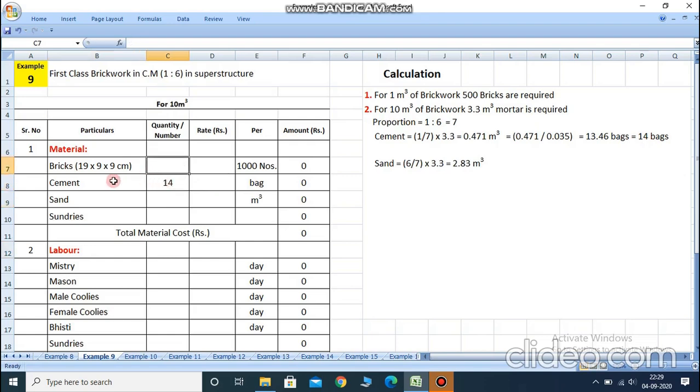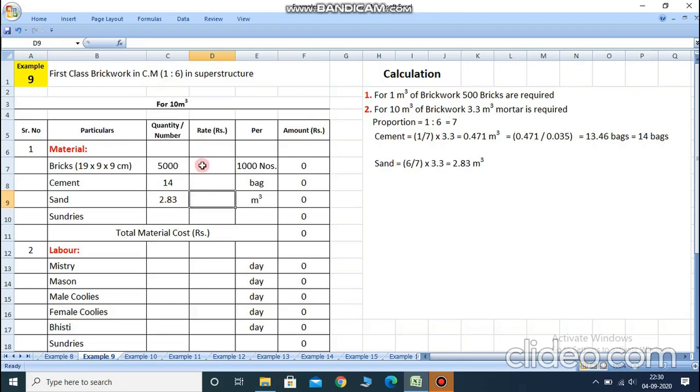Then the bricks quantity. For 1 meter cube, 500 bricks are required. So for a 10 meter cube, how many bricks are required? We require 5000 bricks. Clear? And for sand we take 6 parts of the sand, so 6 divided by 7 multiplied by 3.3. The total answer we got is 2.83 meter cube, so 2.83 meter cube sand is required.